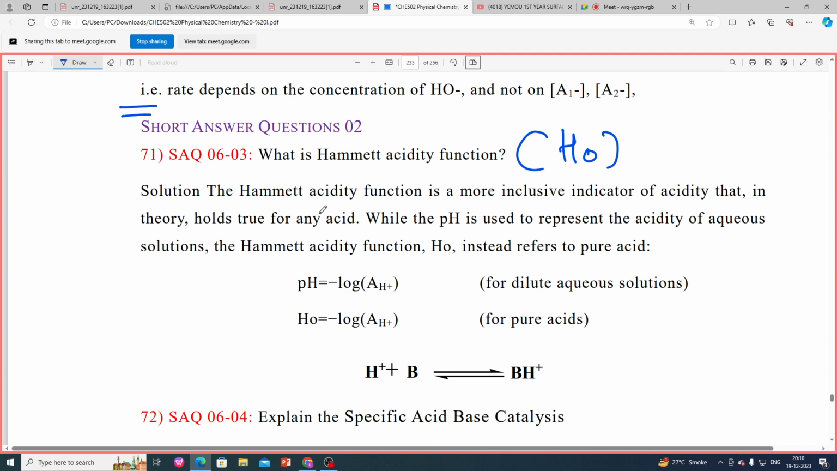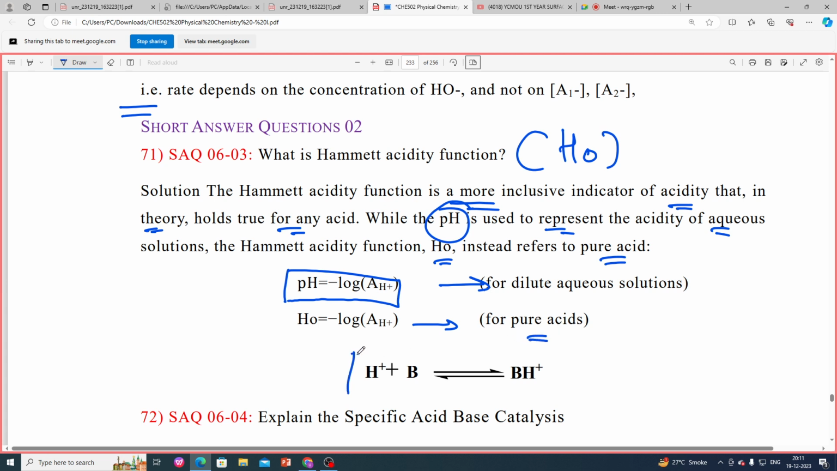Okay, so solution, the Hammett acidity function is a more inclusive indicator of acidity that in theory holds true for any acid, while the pH is used to represent the acidity of a solution. The Hammett acidity function H0 is referred to the pure. Okay, so here they have given pH is equal to minus log AH plus for a dilute aqueous solution, and H0 is equal to minus log AH plus for a pure acid.